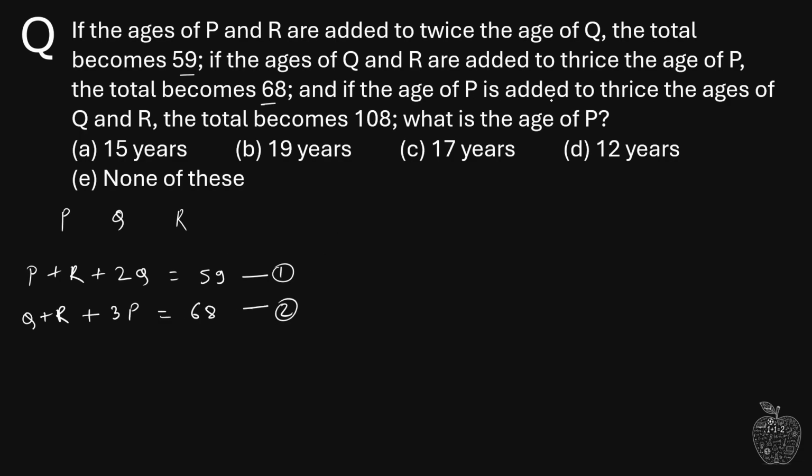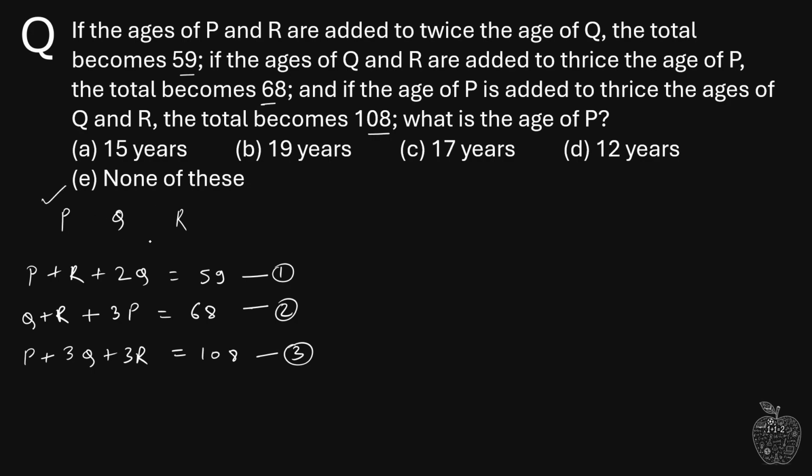And if the age of P is added to thrice the ages of Q and R, so instead of writing it like this, I can write it like 3Q plus 3R, the total becomes 108. Let's say this is equation 3. We have to find out what is the age of P. So we have to find out P here.